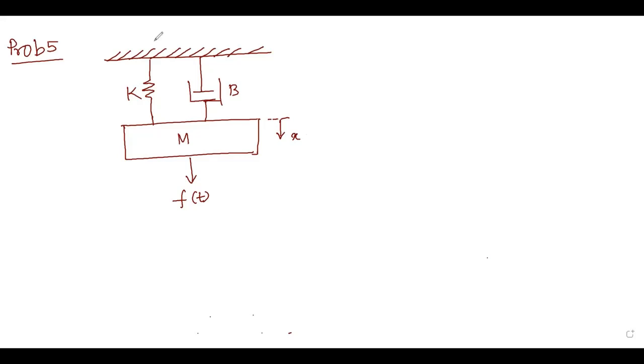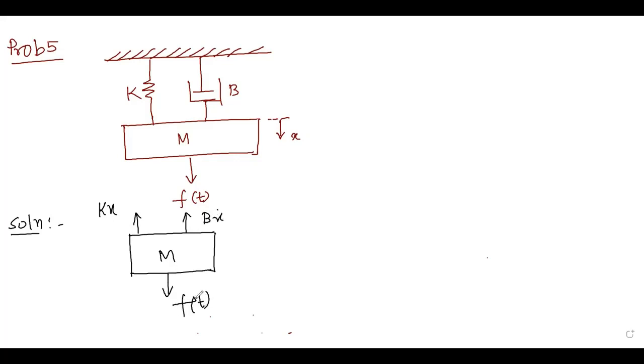Let us solve. Here, let us draw the free body diagram, or you may use any technique. This is Kx, this one is Bx dot, this is the mechanical force Ft, and this one is the inertia force Mx double dot. So the upward force, Mx double dot plus Bx dot plus Kx, is equal to the applied force. Restoring force equals the applied force. This is the dynamic equation of the system.